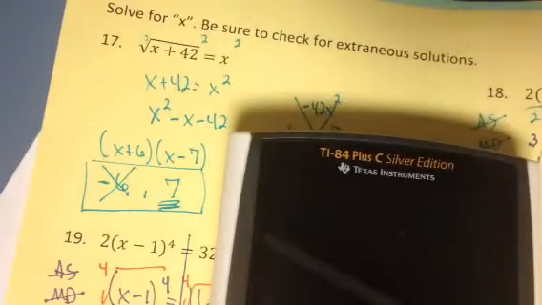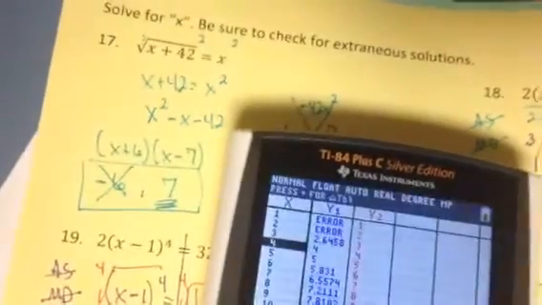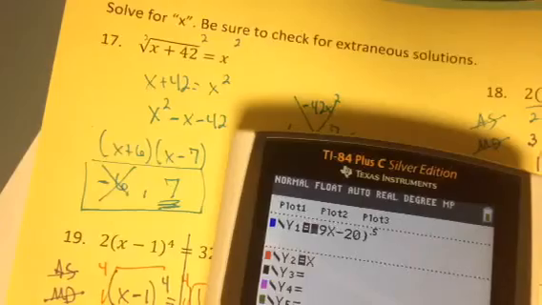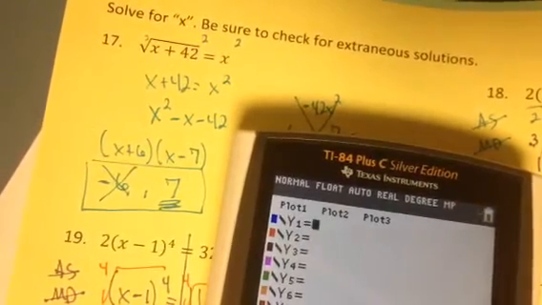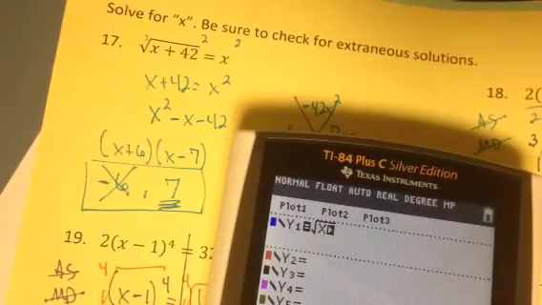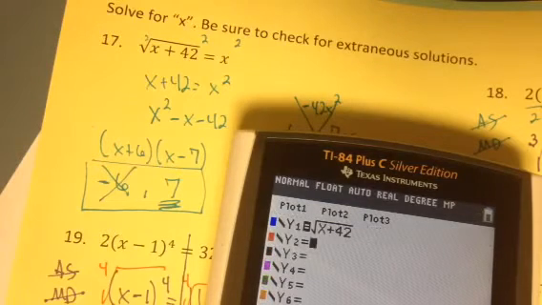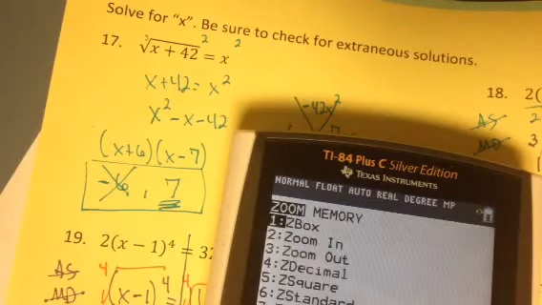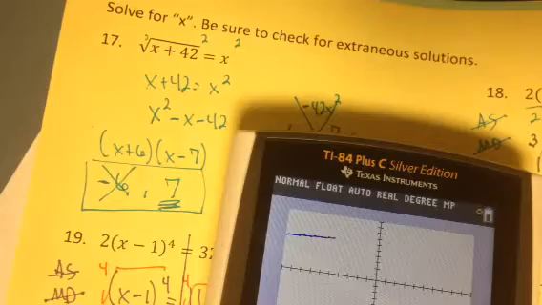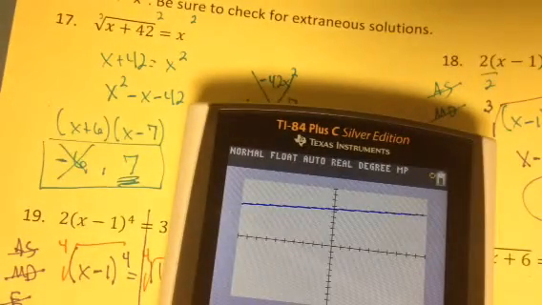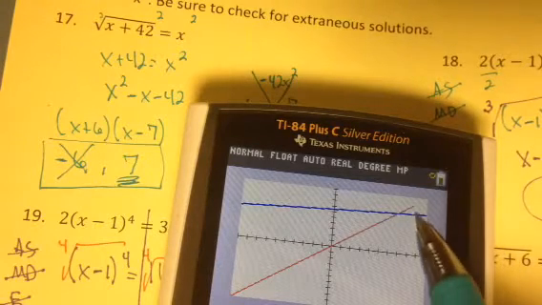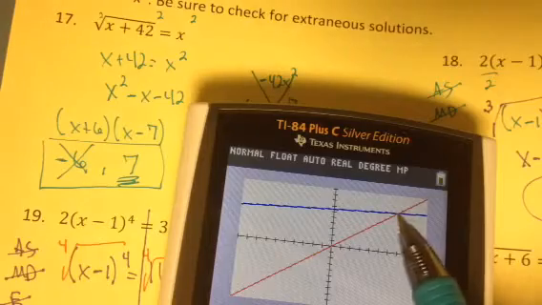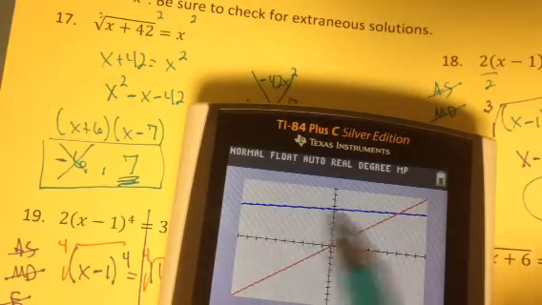And again, this is a really good one to see on the calculator. I would put the left side in. I would put the right side in. Zoom 6. And do these meet at negative 6 and 7? There's the left side. There's the square root. Here's the right side. You're going to see that this x value is 7. Negative 6 is over here, and they're never meeting. So that's the other way you can tell.